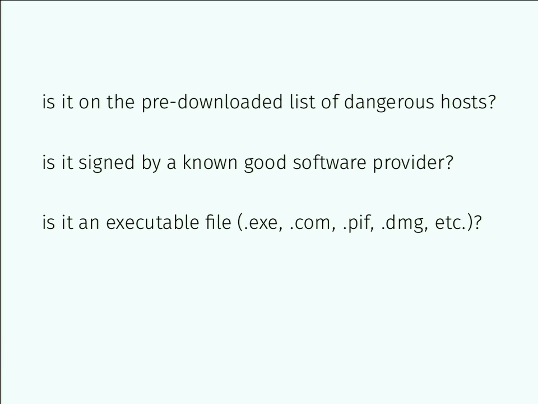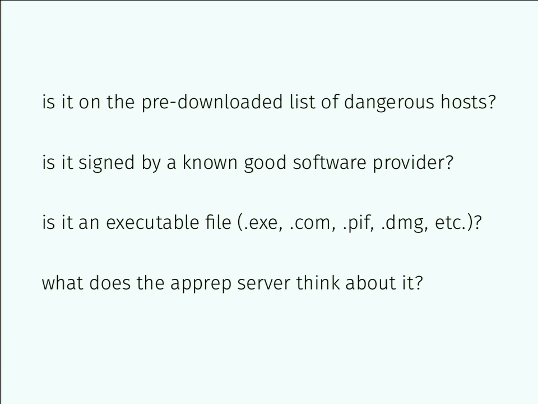Now, if we're still not sure, then we do something else, and we send the file metadata to an application reputation server. That's a server that's hosted by Google, and we send metadata like the file name, the URL it came from, the size, the hash of the content. We don't actually send the file content, we just send metadata around it. And then the application reputation server will tell us, yes, this is safe, or no, this is not safe. And then, based on that, we will block it or not.